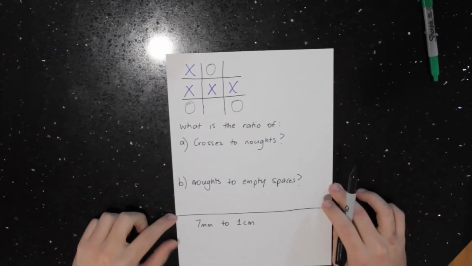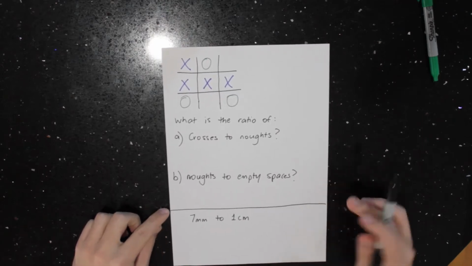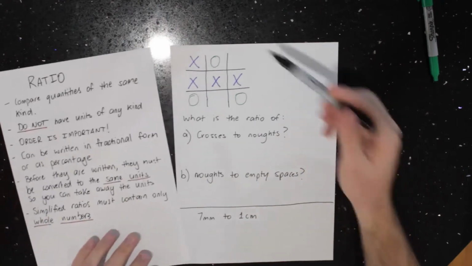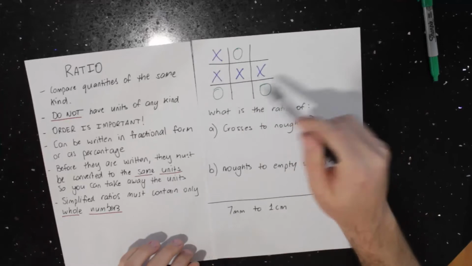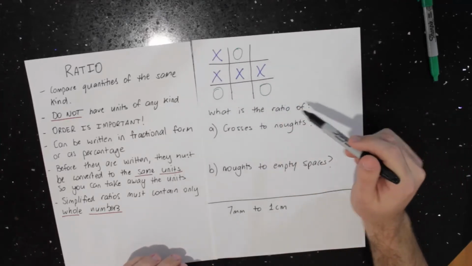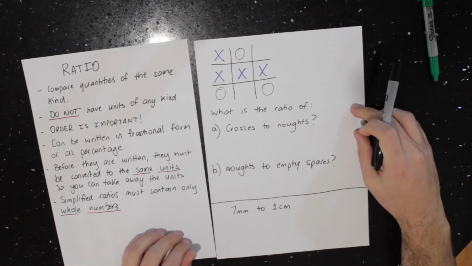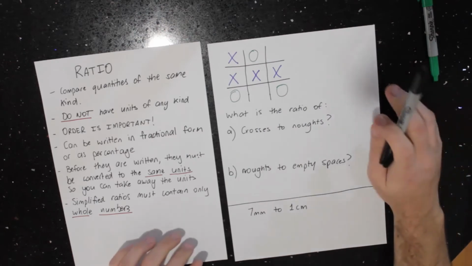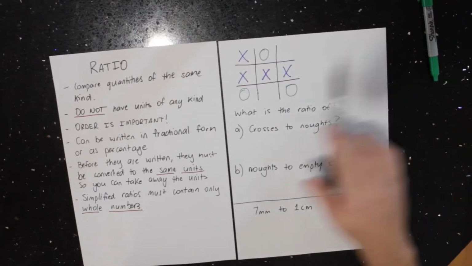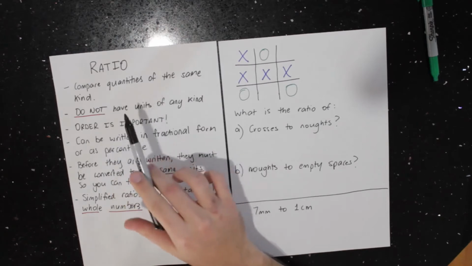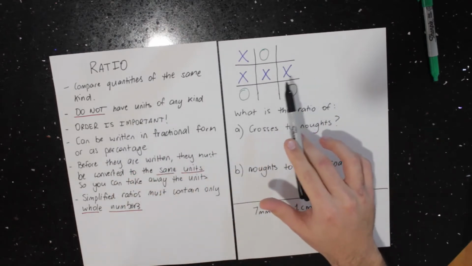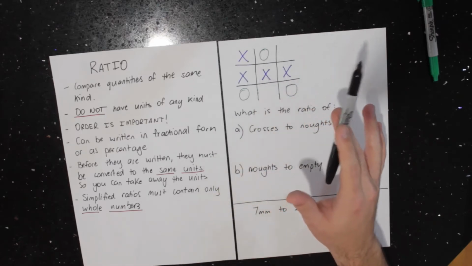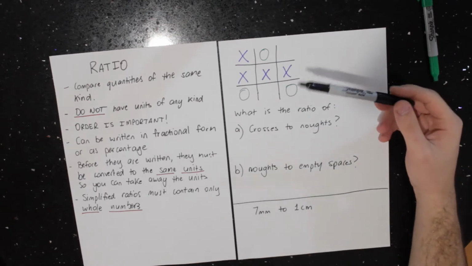So, if I have a question like this, and it asks me, what is the ratio of crosses to noughts? I've got this little diagram at the top here, and you can see I've got some crosses and some noughts, and someone's clearly won here, so good on them. Now, the way I would write that as a ratio, as it's asking me, well, let's look at our rules here. So one of the things is they compare quantities of the same kind. So this is fine because it's not different things, it's just crosses and noughts. We're not comparing two completely different things.